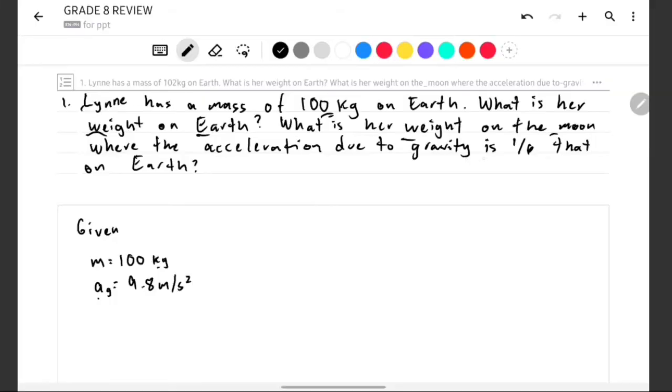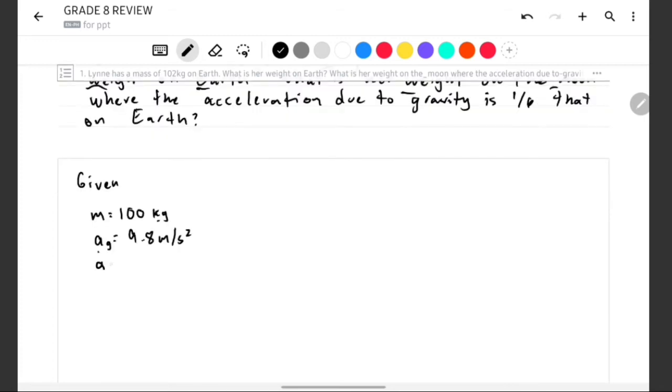Tapos, meron pa tayong second part ng paragraph or yung second sentence sa paragraph. So, what is her weight on the Moon when acceleration due to gravity is 1/6 of Earth? Acceleration in Moon is equal to 9.8 meters per second square divided by 6. Kasi sabi 1/6 eh. Okay, I think nakuha nyo na yan last time.